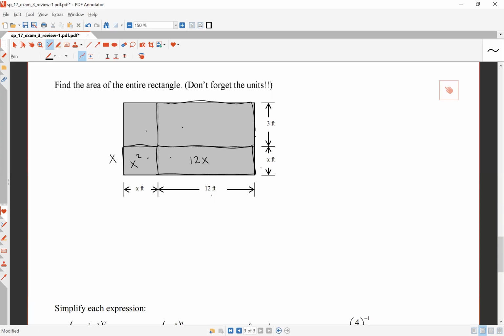This rectangle here has dimensions 12 by 3, so its area is 36. And this rectangle has dimensions x by 3, so its area is 3x. So when you add all those up, to add all the areas, you get x squared plus 12x plus 3x plus 36, which is x squared plus 15x plus 36.